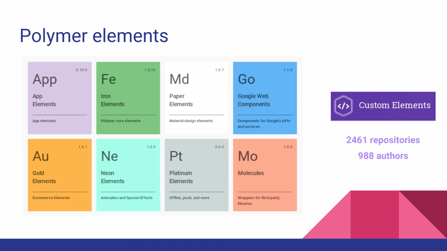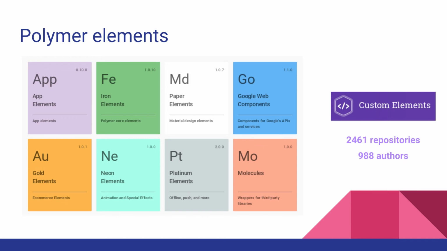And the gold elements is a very small package where you have the e-commerce part, and those are mostly CV and credit card fields, validation. Neon elements, animations and special effects, so visual stuff. And platinum element, you have offline pushing, push notifications and caching and so on. But on this side, we also have the custom elements.